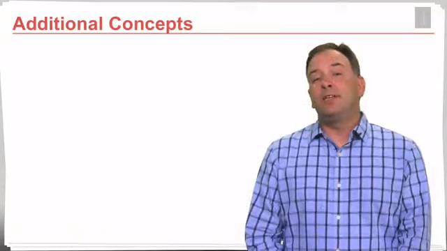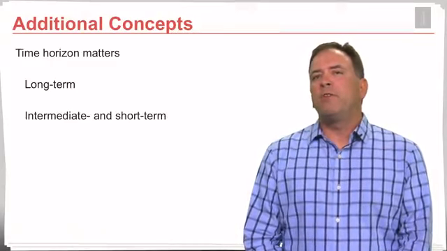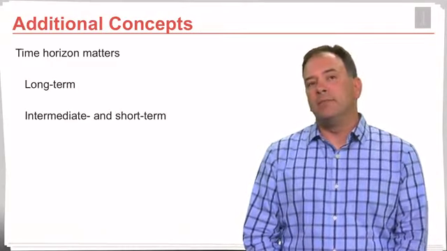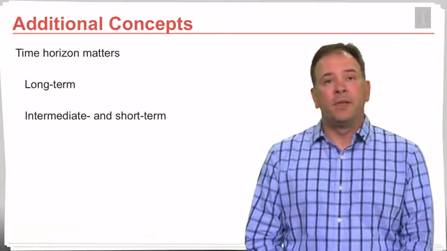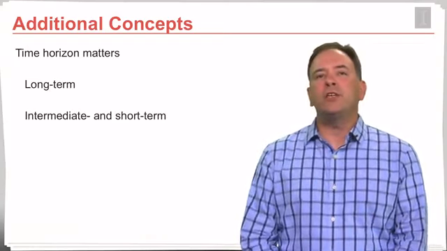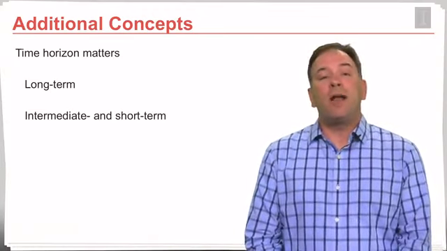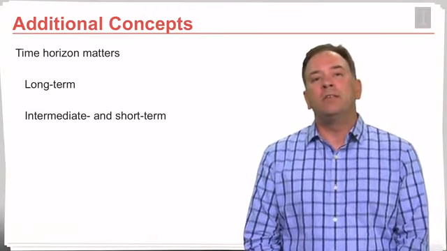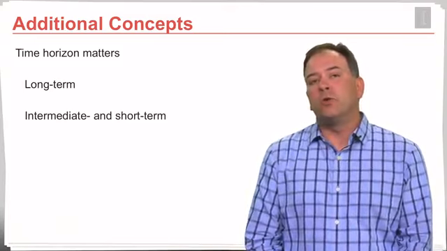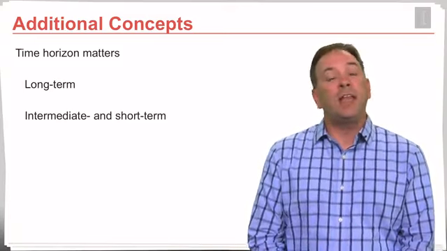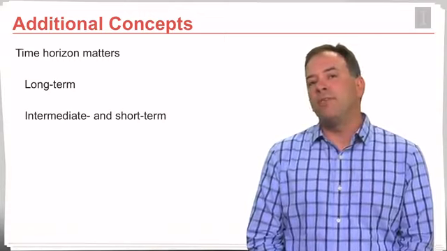Now let's talk about some additional concepts. First of all, let's focus on time horizon, as that matters quite a bit. Now you may be wondering during the conversation, why not just alleviate the constraint? Why not go out and hire more employees? Or why not buy more machines or increase our distribution channel? And in the long term, those options are quite feasible.